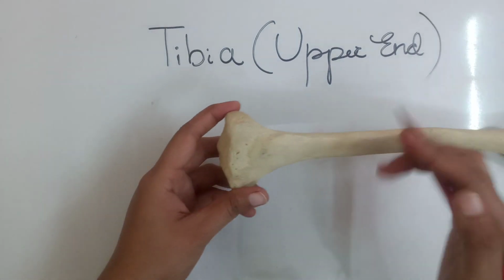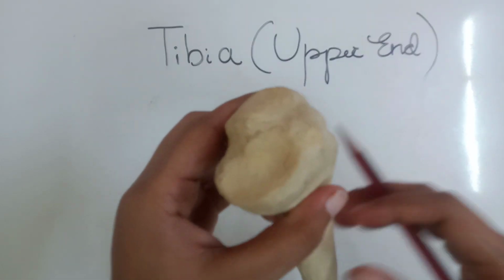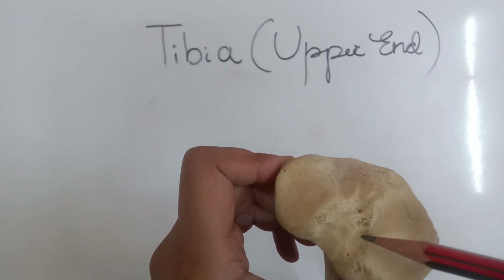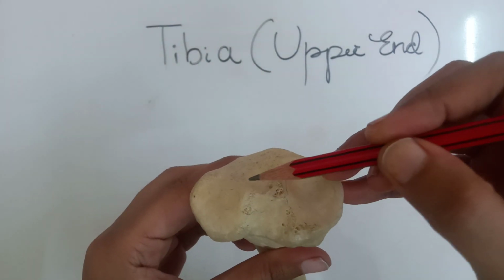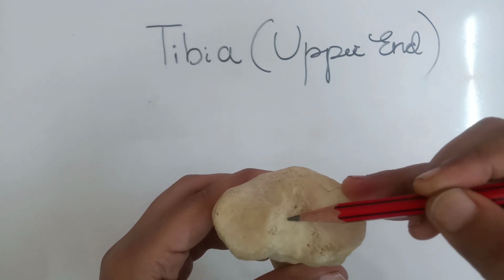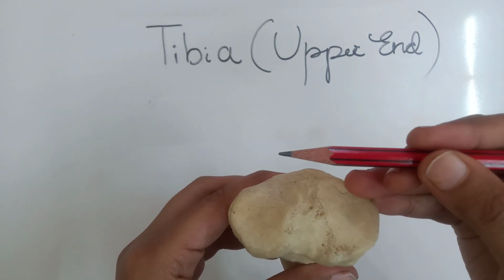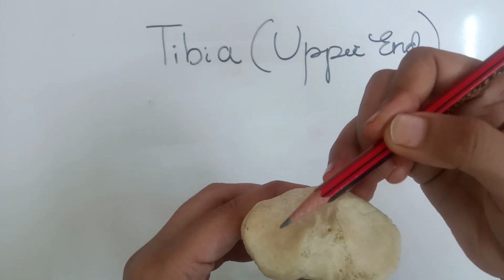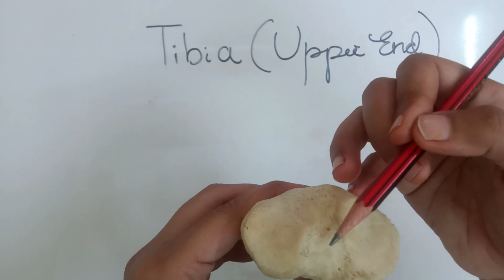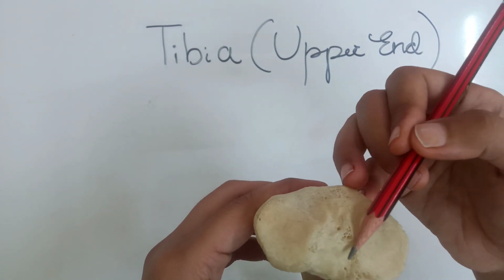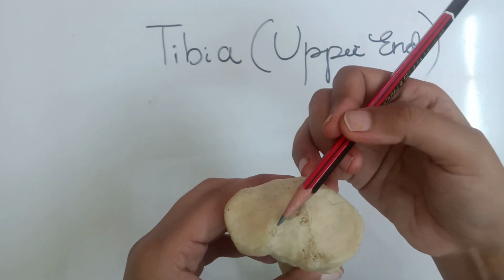Then the intercondylar area. This is the intercondylar area. It is a rough area situated on the superior surface in between the two condyles, or in between the two articular surfaces of the two condyles. And it is narrowest in its middle part.